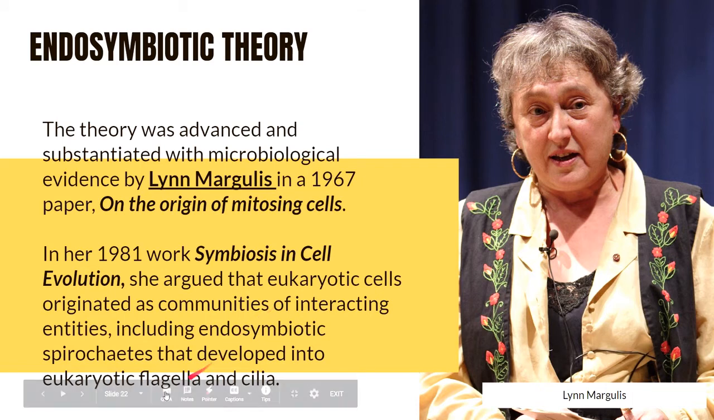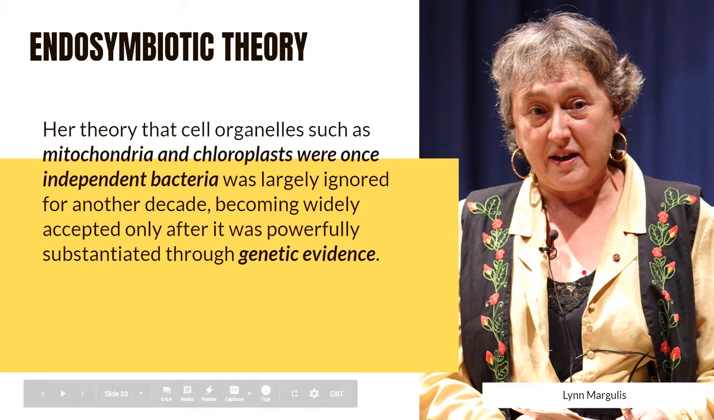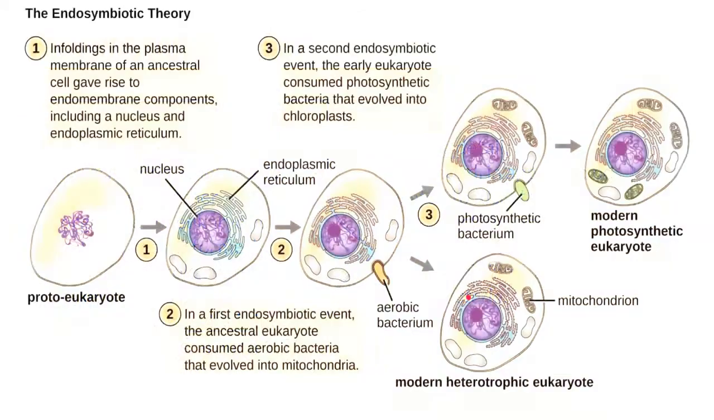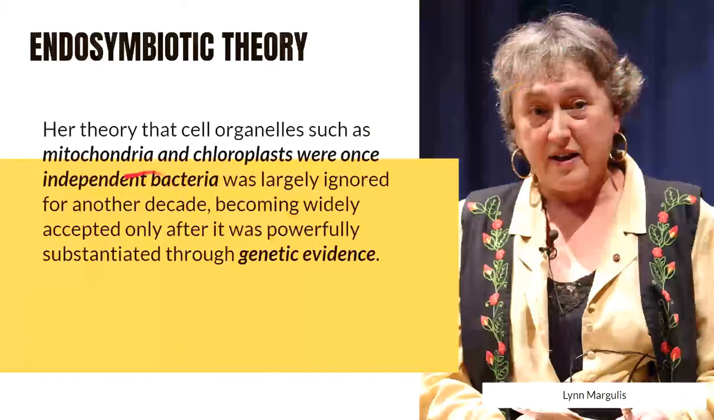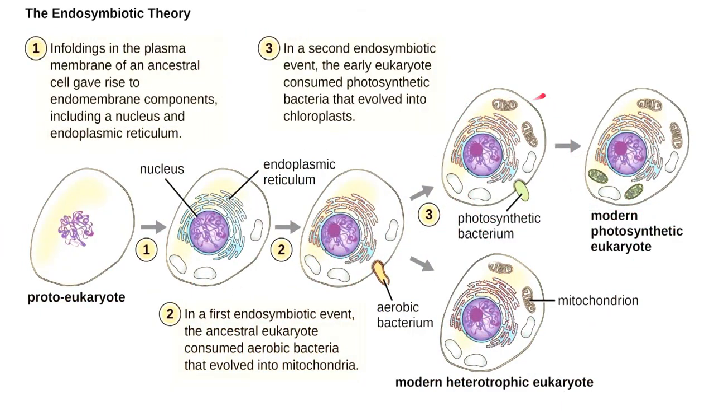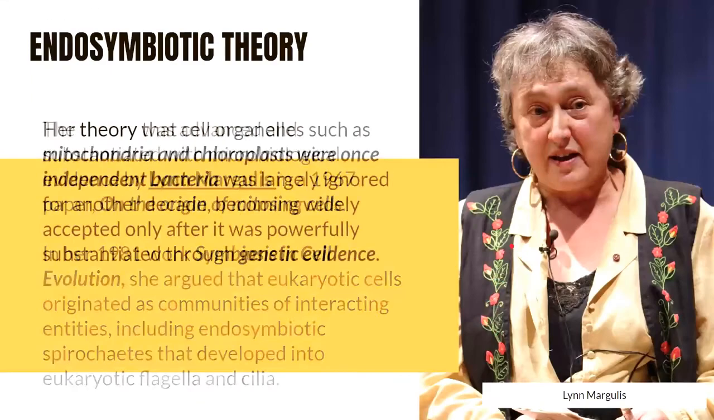These are the parts of the cell that allow movement. Her theory was that cell organelles such as mitochondria and chloroplasts were once independent bacteria. So we've mentioned this, that mitochondria, which are related to Rickettsialis proteobacteria, and chloroplasts, which are related to cyanobacteria, used to be independent organisms until they were engulfed into the cell, and they were able to live within that proto-eukaryote, and then they had a symbiotic relationship.